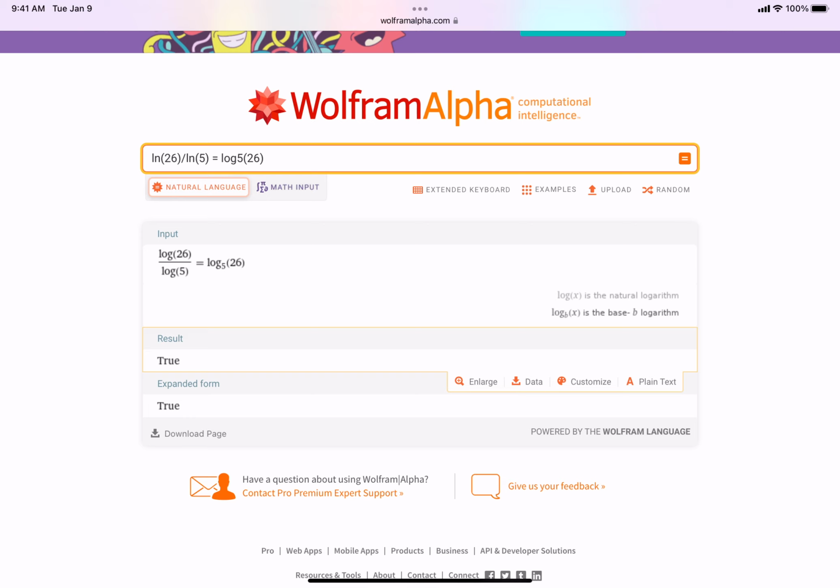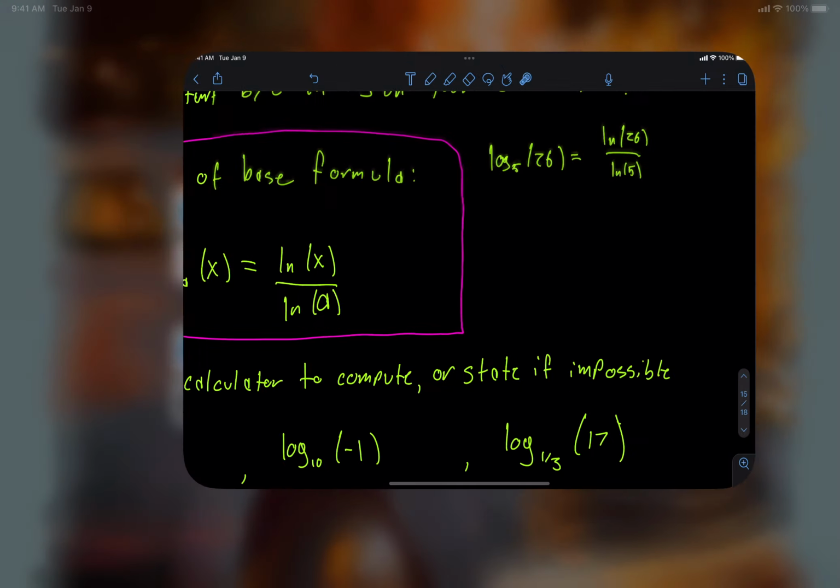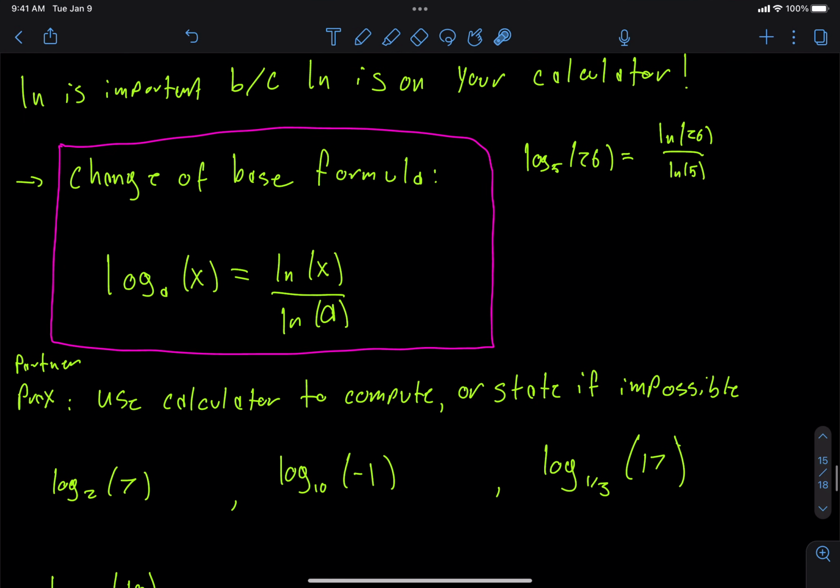Okay, so are there any questions about the change of base formula and why it's so great? Or why natural log is the best log of them all? No? Okay.